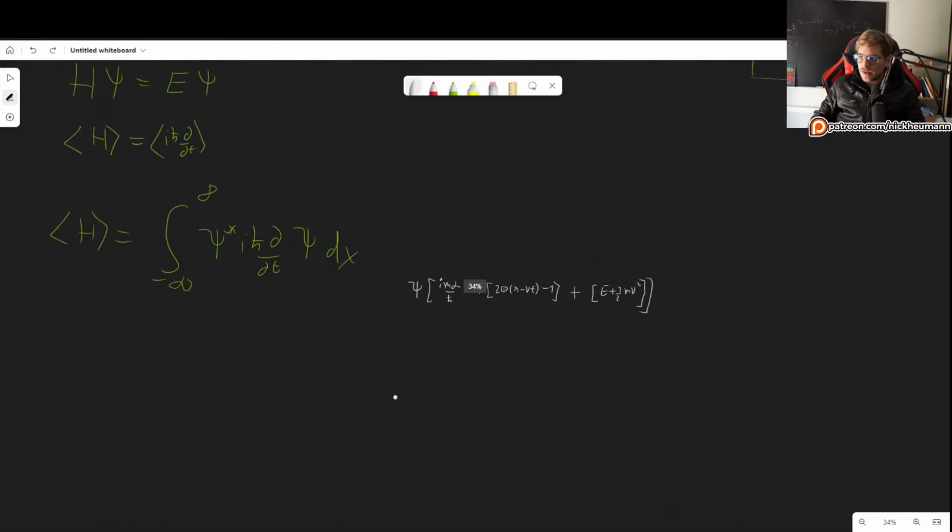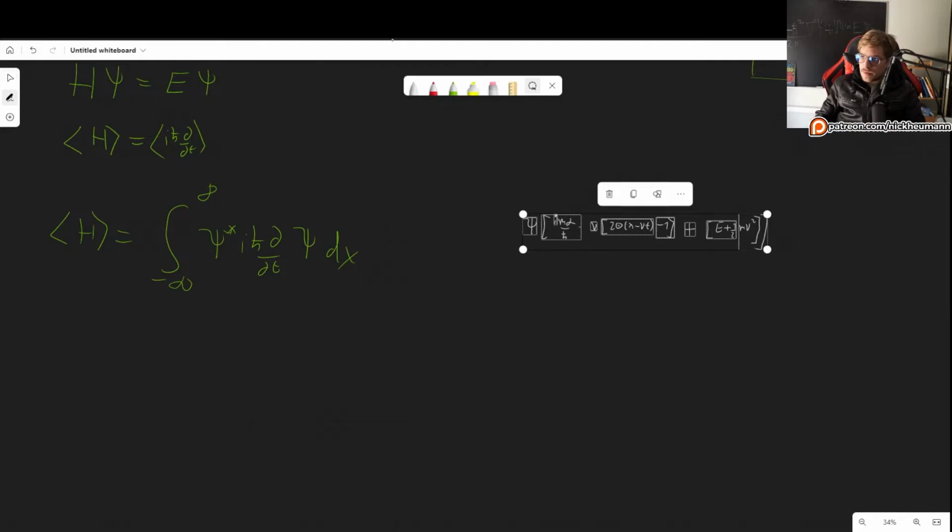So that right there is dψ/dt. So d, actually like this. So dψ/dt is precisely that. So let's plug it into the integral.